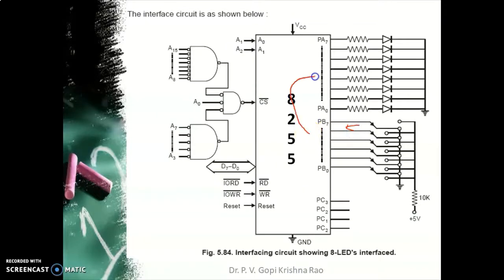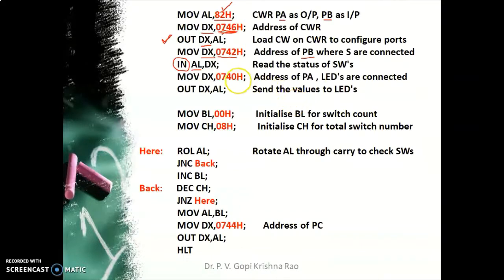This information now has to be transferred onto port A. So what is the address of port A? 0740. So the DX register is loaded with the value 0740 and the data is sent to port A, out DX comma AL. So whatever the status of the switches is now reflected on the LEDs. Right? So the first three instructions are for configuring. This is for reading the switches, and this is for writing onto the LEDs on port A.